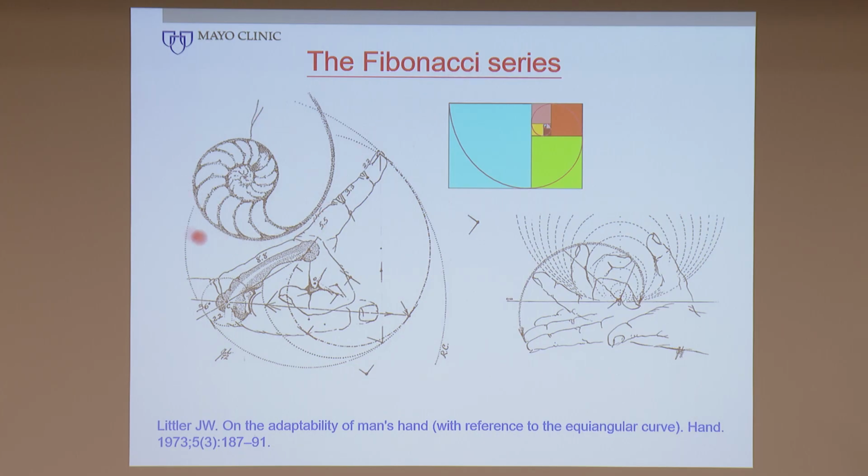You can see all the spiral shape. So that's what people always get excited about. Wow, the human hand design also follows the golden ratio, the Fibonacci theory. Of course, this is a good academic exercise, but we are very interested in the practical application.